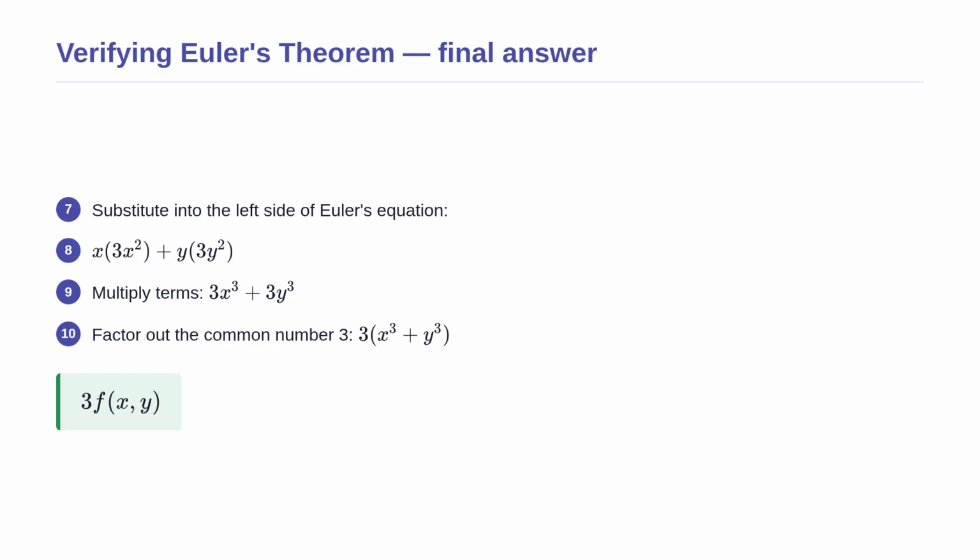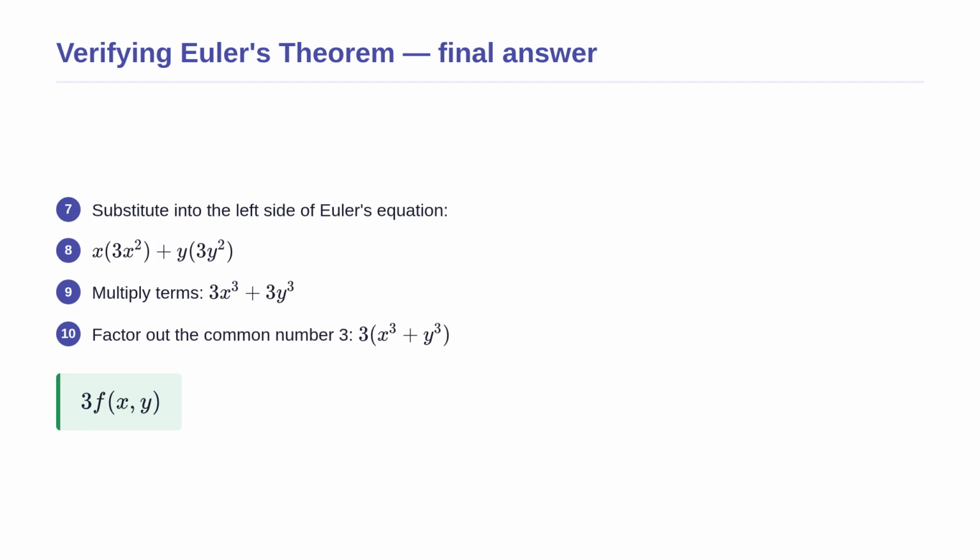Continuing with our verification, we now take those partial derivatives and plug them into the left side of Euler's formula. We multiply x by 3x squared and add y multiplied by 3y squared. Simplifying this, we get 3x cubed plus 3y cubed. Finally, we factor out the common number 3 from both terms.